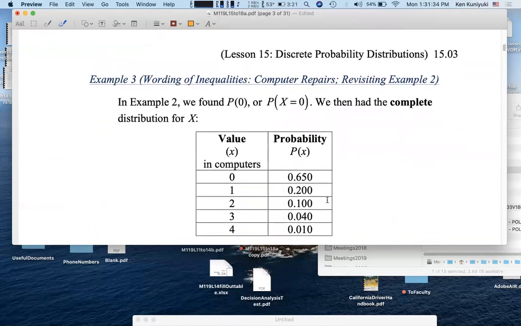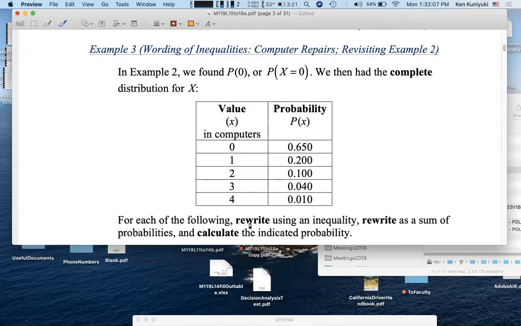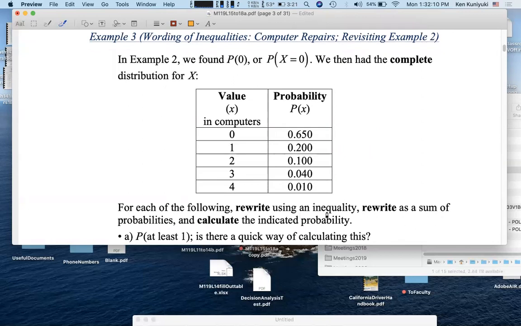Now, a lot of people have trouble with the wording of inequalities. And in a way, this is a skill that's even more fundamental than a statistics class. It's a matter of proper English and understanding terminology in pre-algebra. Wording of inequalities. We're going back to the previous example. So we're plugging in P of 0, which was 0.650 over here. We've done that. Based on this probability distribution table, write the following as inequalities, rewrite them as a sum of probabilities, and calculate the indicated probability.